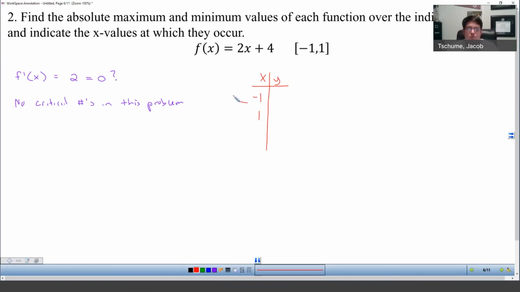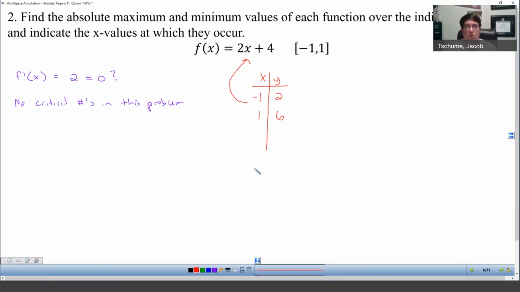All the numbers that you list out, you are now going to substitute into the original function. This is where you can use your calculator a bunch. If you plug -1 into the original function, you should get a value of 2. And if you plug +1 into the original function, you should get an answer of 6.